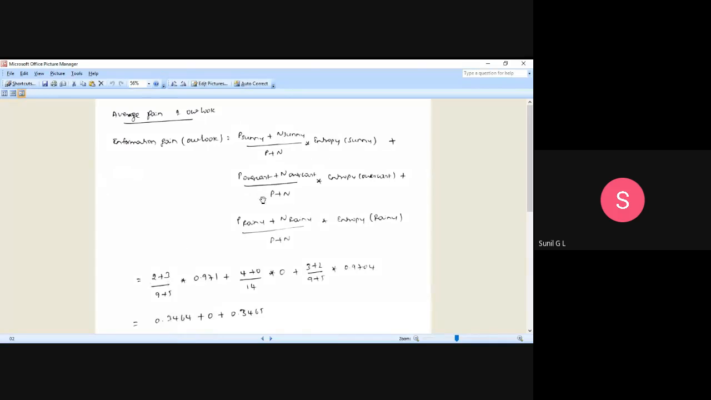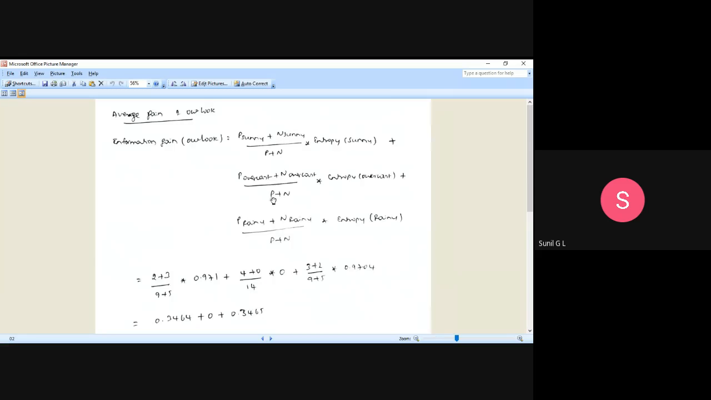Like that, positive overcast plus negative overcast divided by the whole data set of positive plus negative, into the entropy of overcast. We already calculated the entropy of overcast. How much is positive of overcast? It will be 4, and for negative overcast there are no negative values, so the value will be 0 divided by 14. 14 is nothing but 9 plus 5, the whole data set.